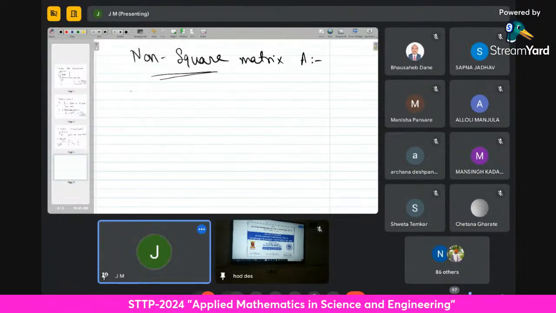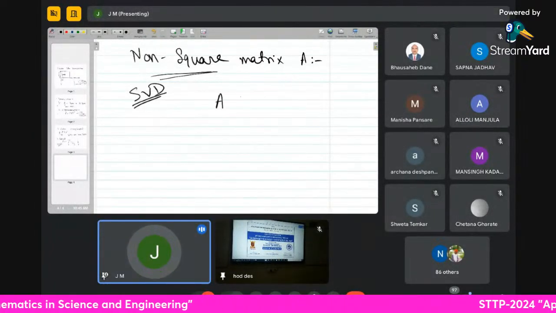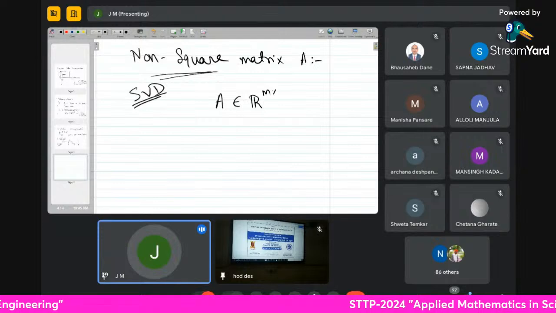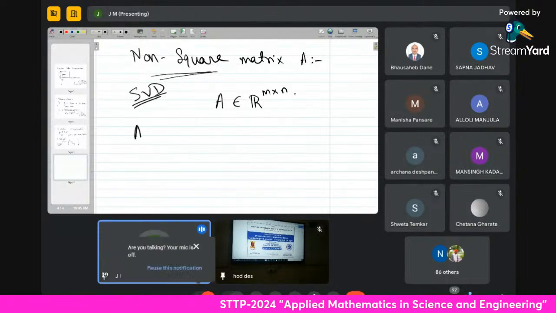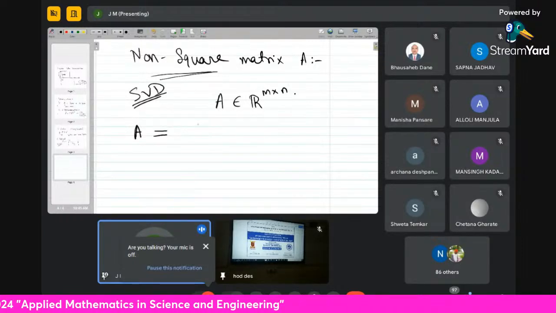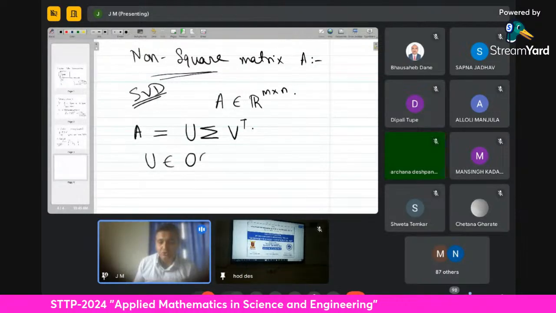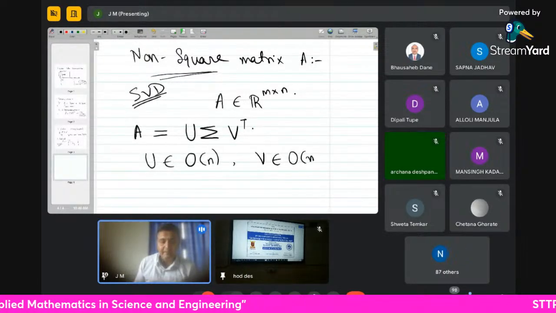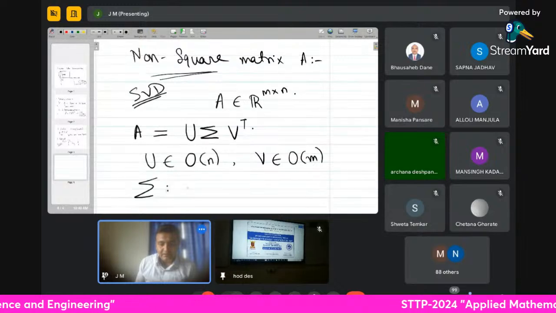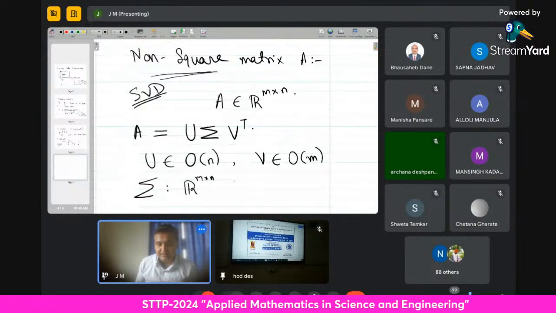Okay, so SVD. What does SVD say? If you have any non-square matrix A of order, say, m cross n, then your A can always be decomposed. Always, I'm saying always, no conditions. It can always be decomposed as the product U sigma V transpose. These are very nice matrices. My U is an orthogonal matrix of order m, and my sigma is a matrix of order m cross n.